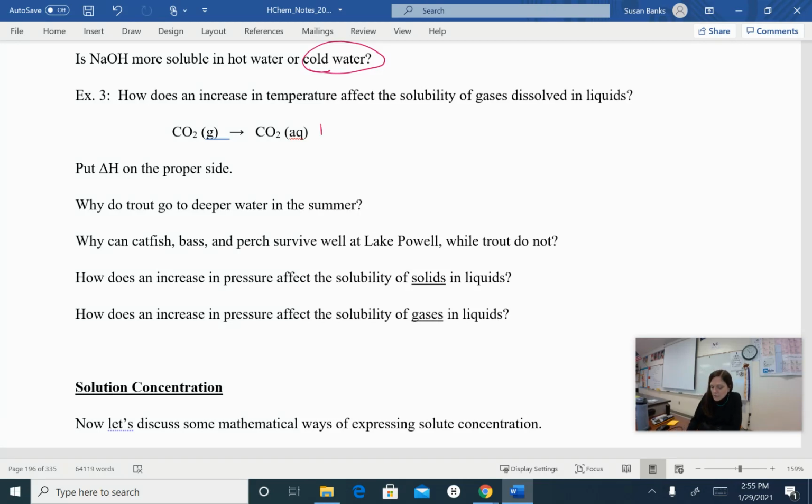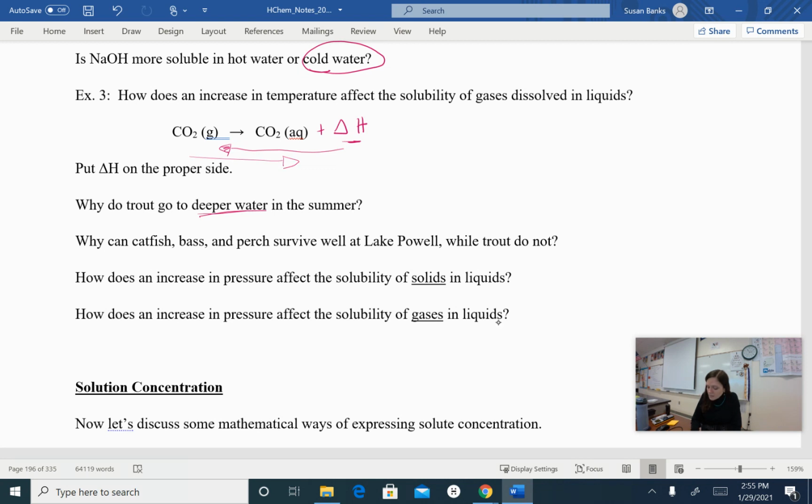This also is exothermic. Okay, so this means that if this becomes really, really hot, we're going to have the CO2 become gas and go out of solution. So why do trout go into deep water in the summertime? What is it about deep water? The deeper the water, the colder it is, right? So if I create colder water, I will go this way, right?